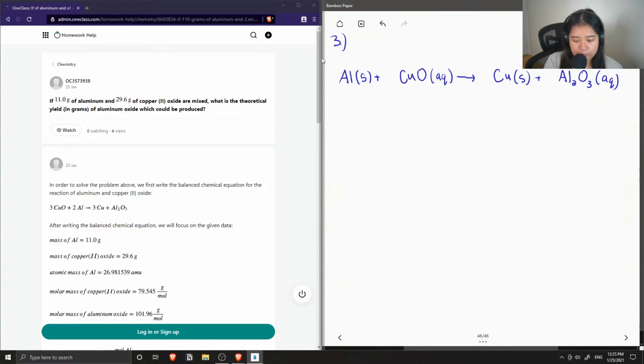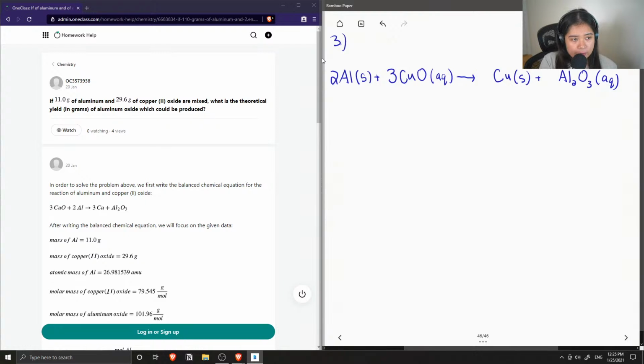And now we need to balance this equation. So we have 2 aluminums on our product side and only 1 on our reactant. So I'm just going to put a coefficient of 2 in front of that aluminum. And we have 3 oxygens on our product side. So again, I'm just going to put a 3 in front of copper 2 oxide.